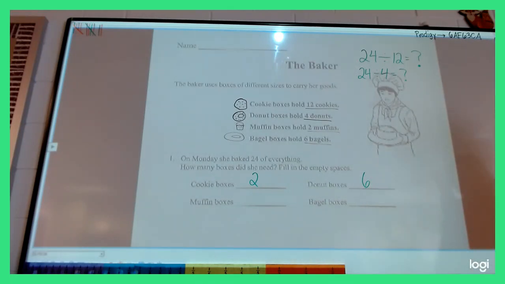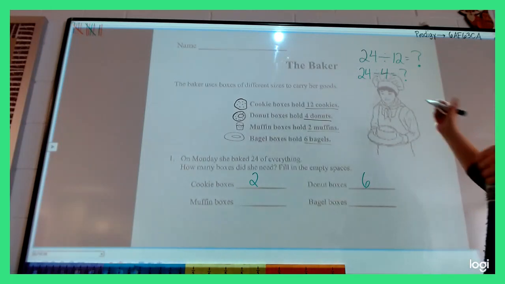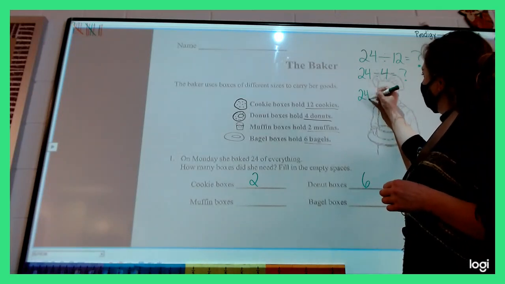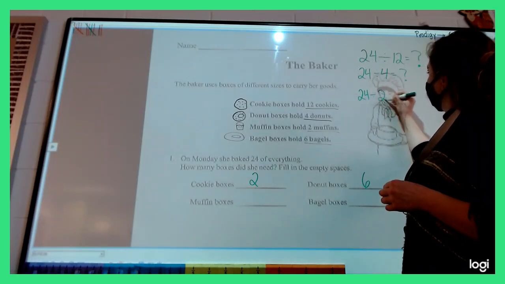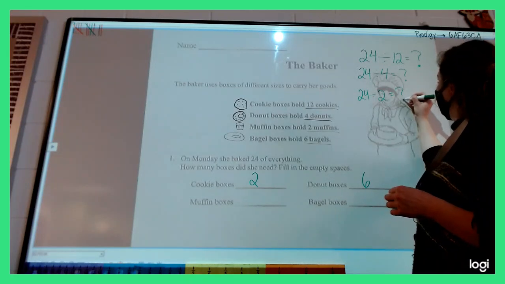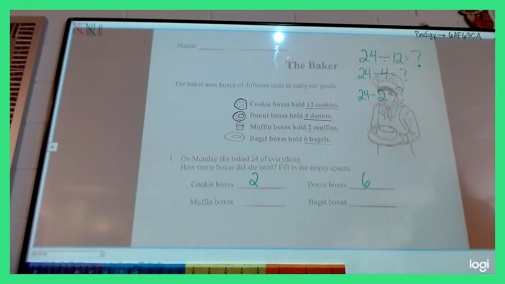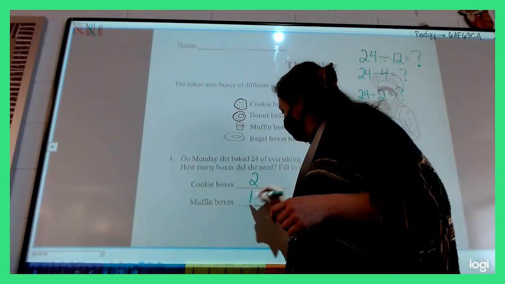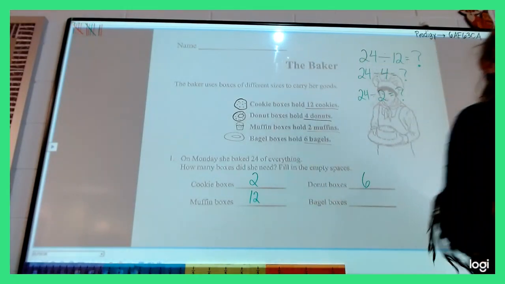All right, now we can do the muffins. My muffin box only holds 2 muffins. So I've got 24 muffins, dividing them into groups of 2 each. What is 24 divided by 2? Angie? 12. So for the muffin boxes, I need 12 of them because they only hold 2 each.